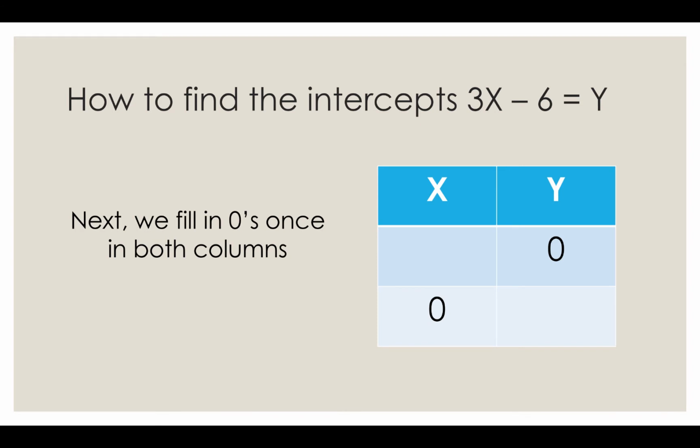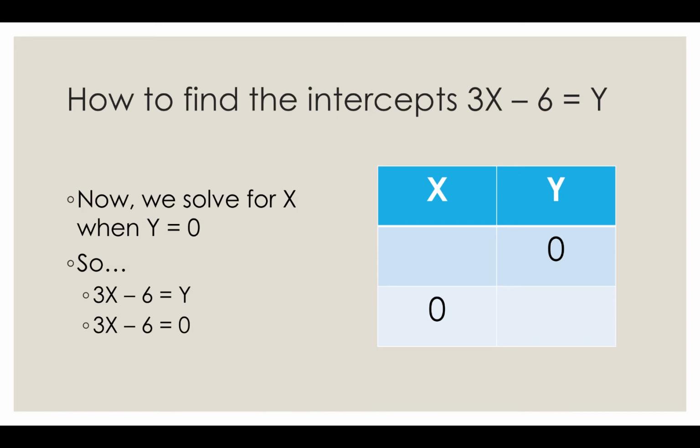Remember when I mentioned how the intercepts are written in an almost opposite form? That is why we have a 0 represented once in each column. Let's start with finding the x-intercept. To do this, we set y to equal 0.